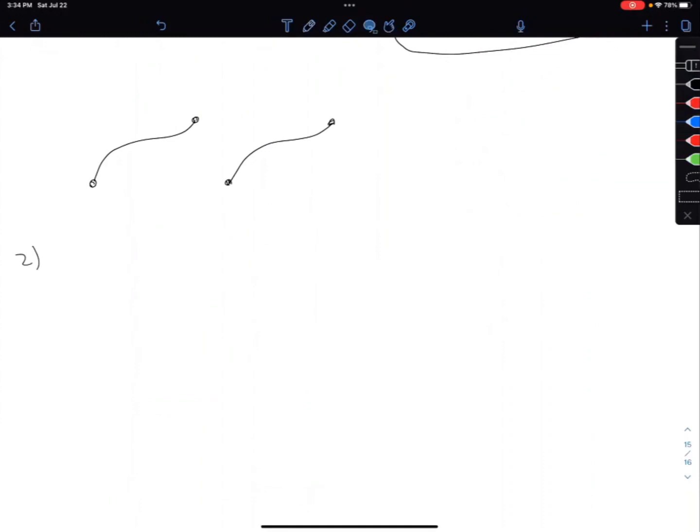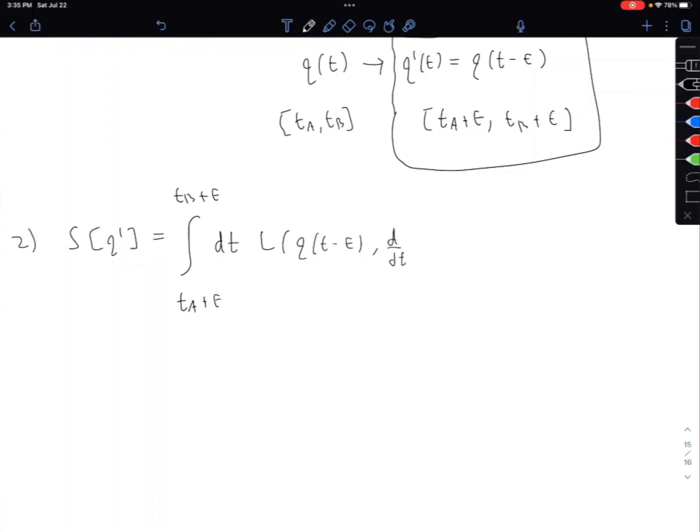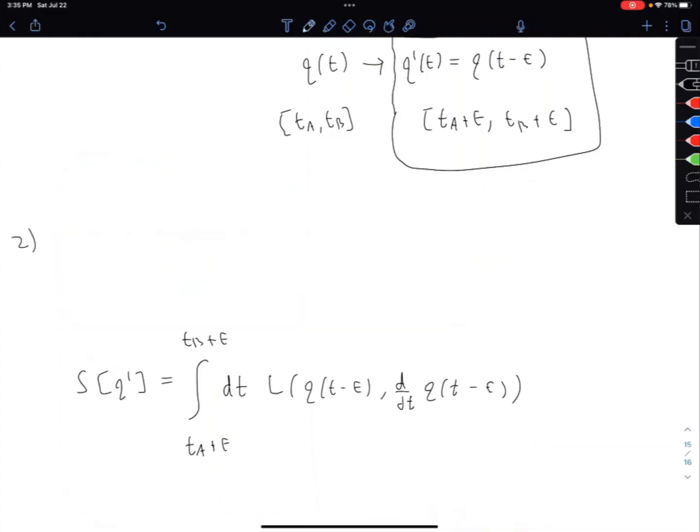Step two is expand S of Q prime. So this is going to be the integral from TA plus epsilon to TB plus epsilon, dt times L of Q(t minus epsilon) and the derivative of Q(t minus epsilon). Remember, I should have actually written this. Shame on me for forgetting to write this. It's the big brain step: make epsilon depend on time.